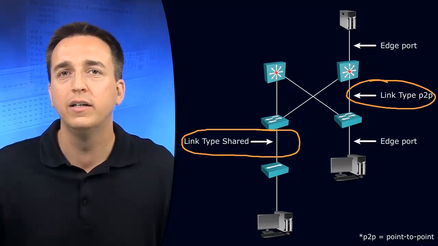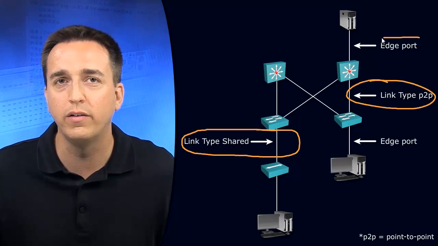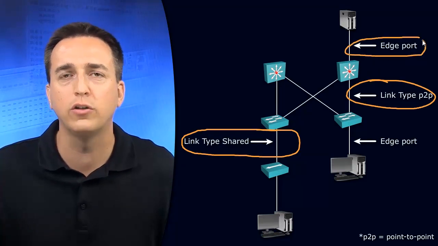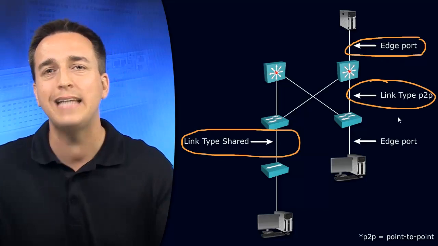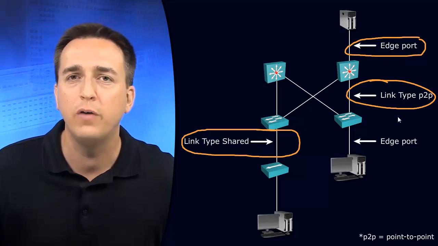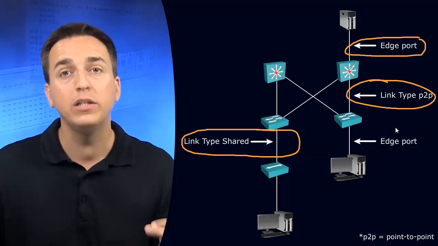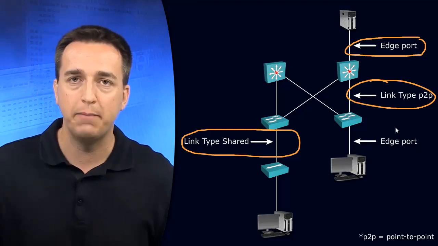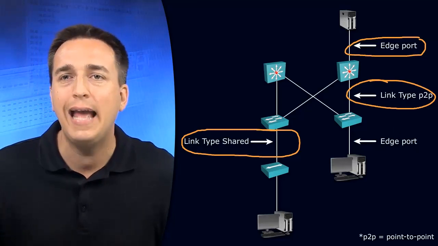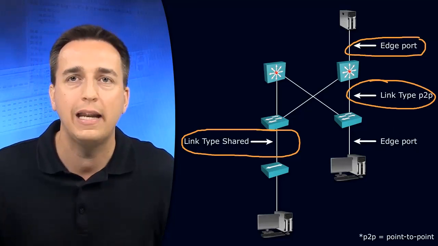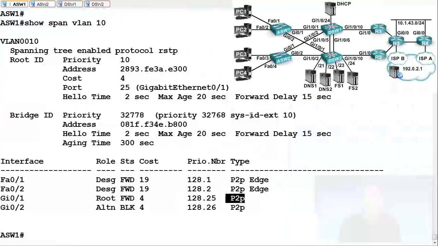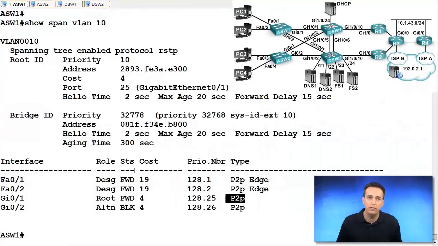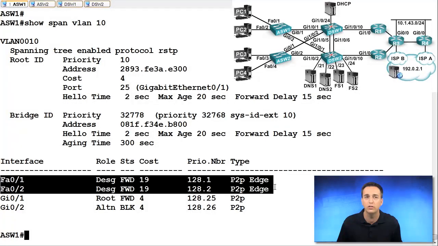And lastly, we have our edge ports. Edge ports are those ports that go down to our end stations. But by default, they will be point-to-point link type. The way they get the edge port status is by configuring the port fast feature, as we have done on Fast Ethernet 0/1 and Fast Ethernet 0/2 of ASW1.